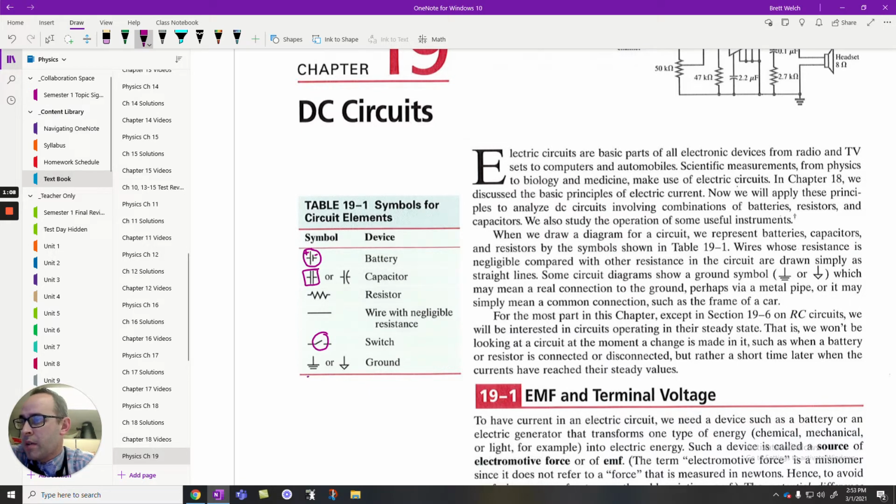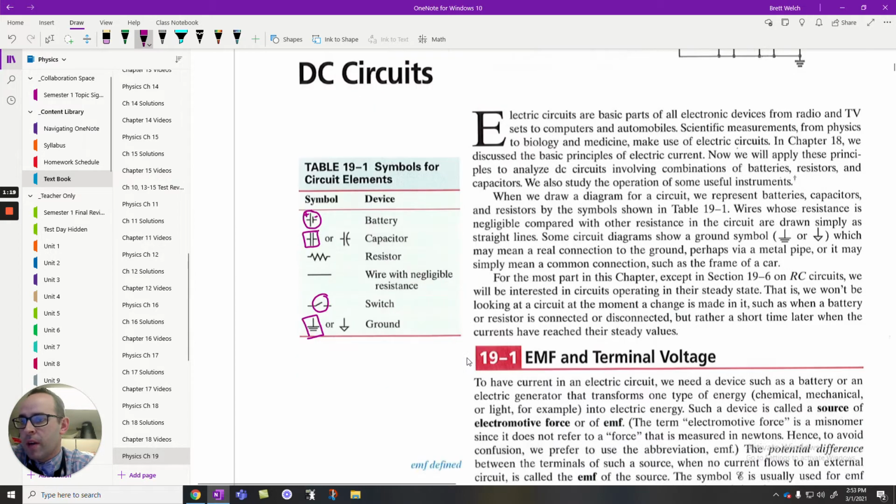Then you have ground symbols. When something is grounded, we'll show that symbol where its ground is connected. So that's important as well. I've seen this triangle symbol used a few times, but not very often.